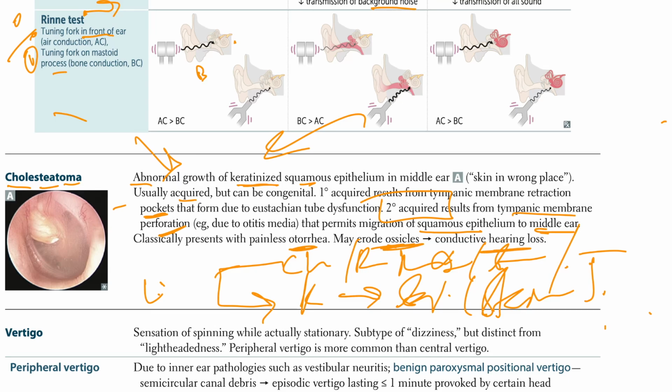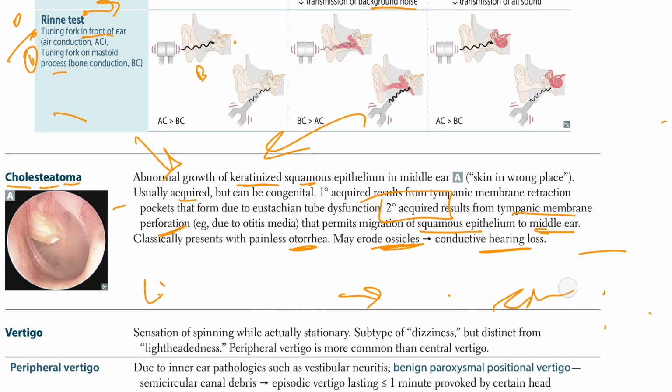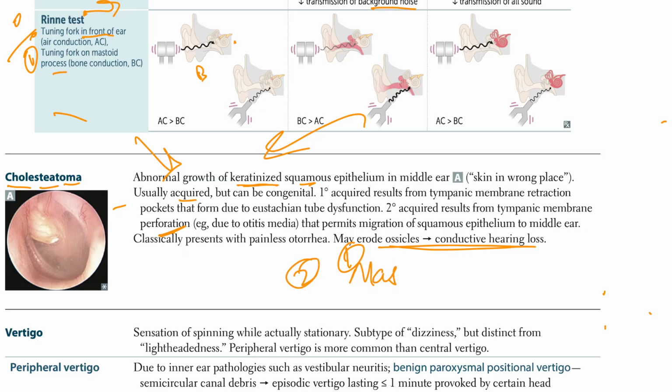you are going to get conductive hearing loss, but on top of that, you have a couple more. So let's just talk about some complications here. The complications are that it can erode ossicles, leading to conductive hearing loss. Second thing is it can go into the mastoid air cells, and it can erode the mastoid air cells.